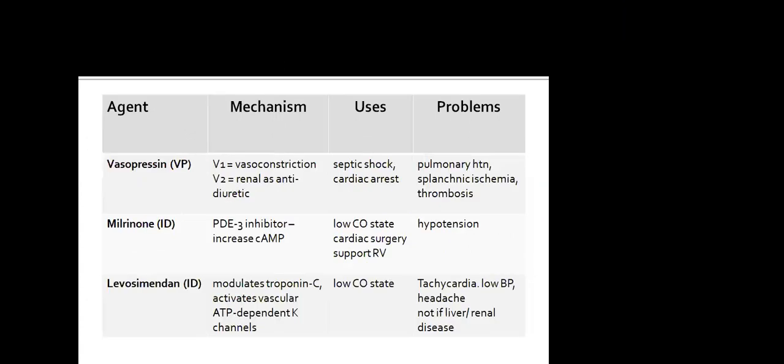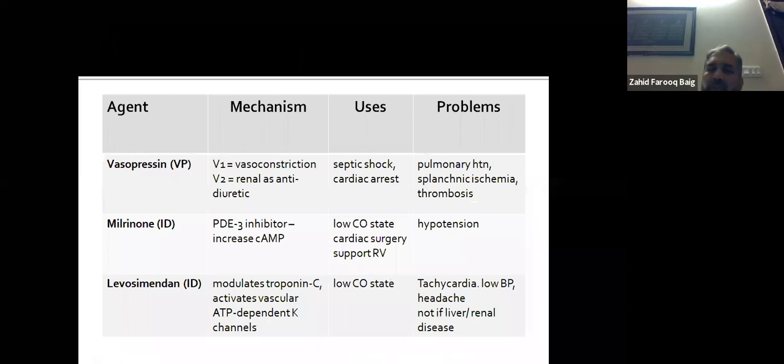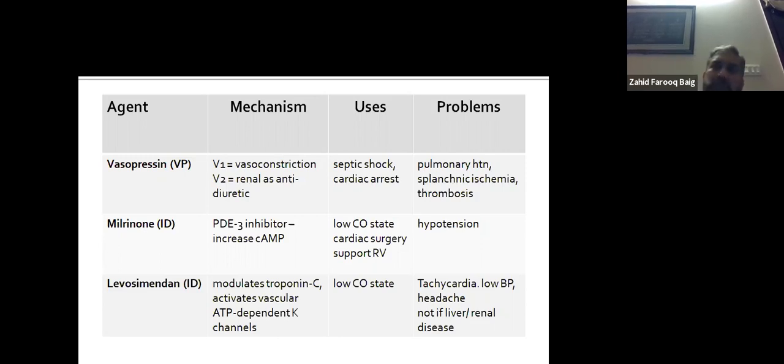Now, the other agents, which includes vasopressin. Vasopressin, I have already pointed out, has V1 receptors on the vessel wall that lead to vasoconstriction, and it can be used as an add-on therapy after noradrenaline in septic shock. It has also been used in cardiac arrest; it's now in the protocol of cardiac arrest basically. It can cause pulmonary hypertension, splanchnic ischemia, and thrombosis. Thrombosis because it increases the platelet aggregation as well.